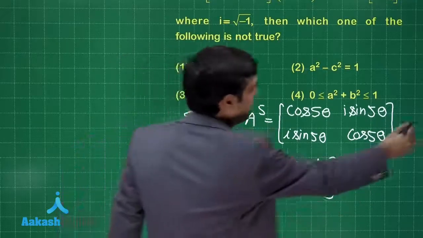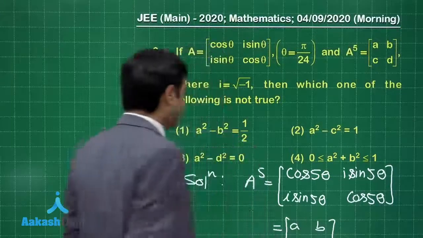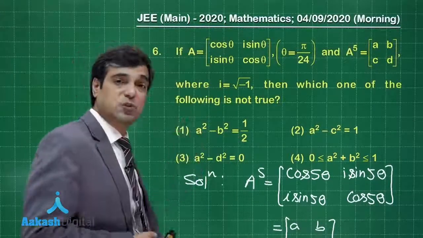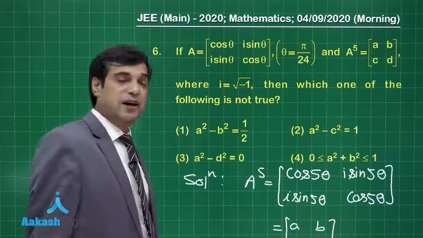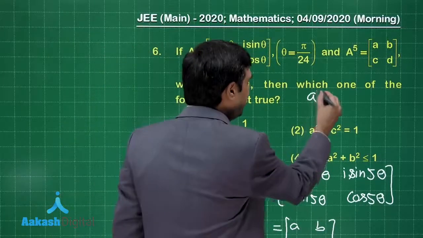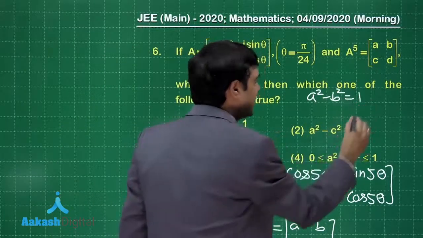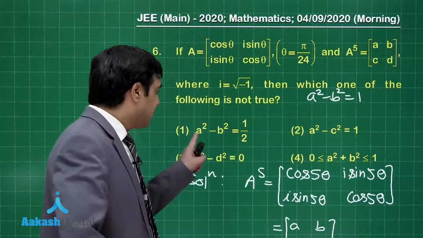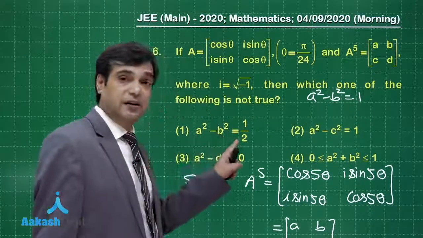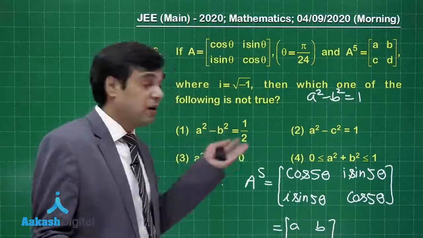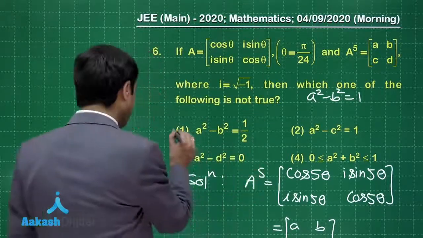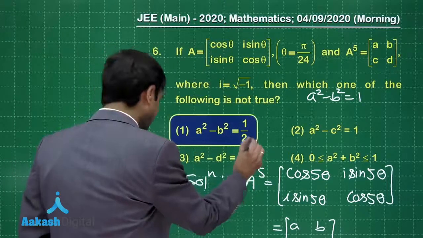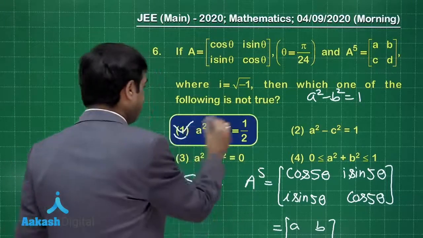Let's look at the options now. Option 1 says a square minus b square. This is a, this is b. When you go for a square minus b square, what will you be obtaining? A square minus b square is 1. So this is not correct. This is what the question is asking for: which of the following is not correct? Yes, option number 1 is not correct. So this is the required result.